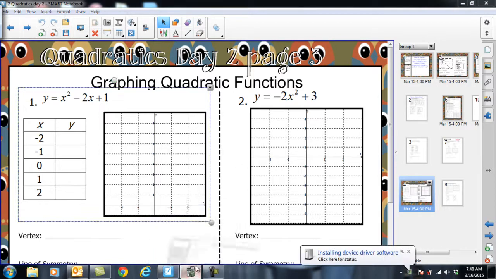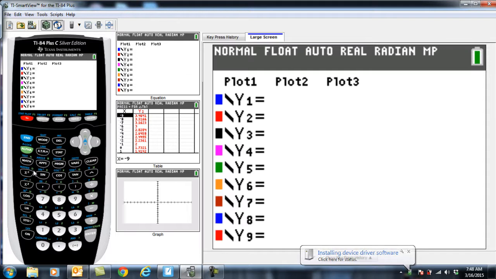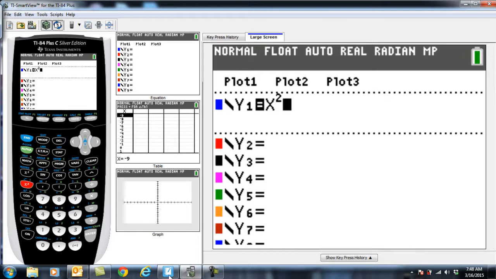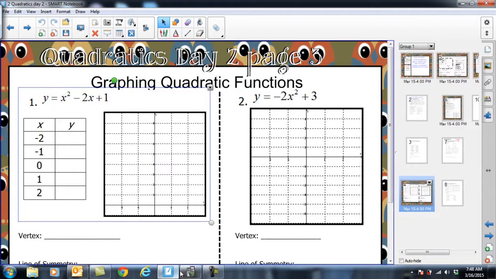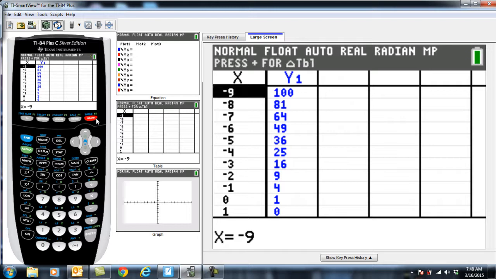So we're going to go to our calculator, and in y equals, we're going to type that equation. So it is x squared, and to get the squared, you push this button right here that says x squared. It'll put the little x squared up there. And then it's minus 2x plus 1. So we go minus 2x plus 1, and then to get to the table, we press second and then graph so that we can look at the table of values.